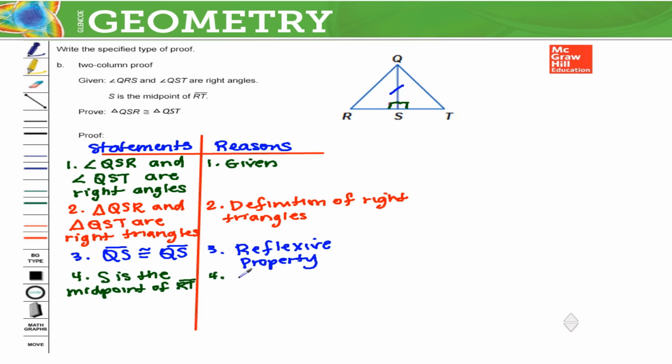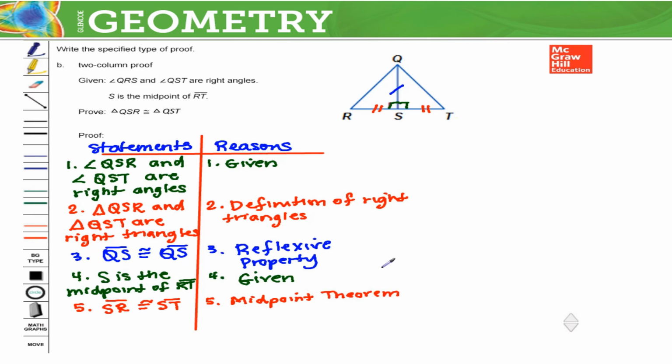And how do we know that? It's given. Statement 5. Because S is the midpoint, we know that it's right in the middle of R and T, which means these two segments are congruent. So RS is congruent to ST, and that is the midpoint theorem.